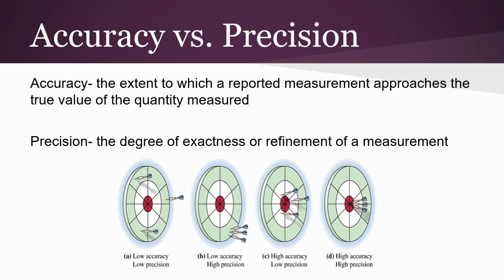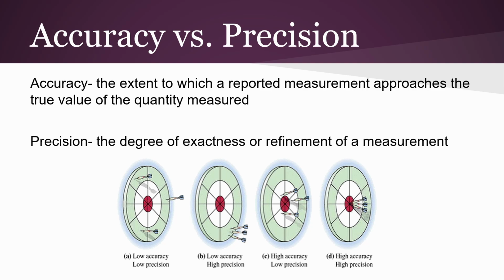Ooh, here's a fun one. Are you good at darts? I'm not. Accuracy and precision sound like the same word. They're completely different words. They are measurements of the quality of a measurement, which seems like I just said nonsense words. You'll understand, hopefully, in a second.